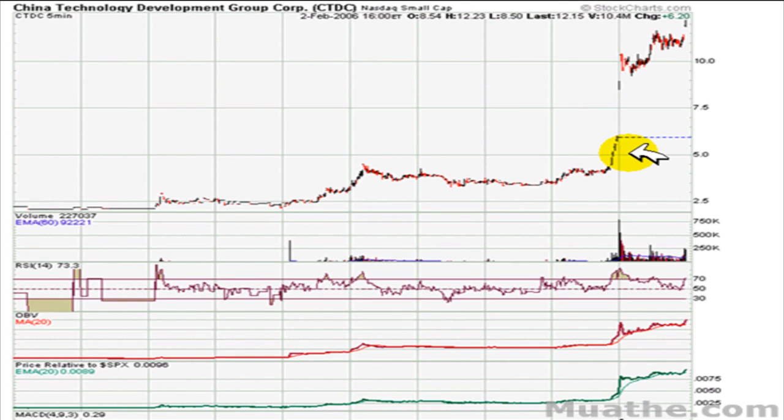CTDC, one of those Chinese stocks that when it moves, yeah. All right, strong close above 68. We had a couple of moves above 68 that day anyway. We had a strong close on a 5-minute chart, and the next day we got a huge move in the stock, up 6 points.